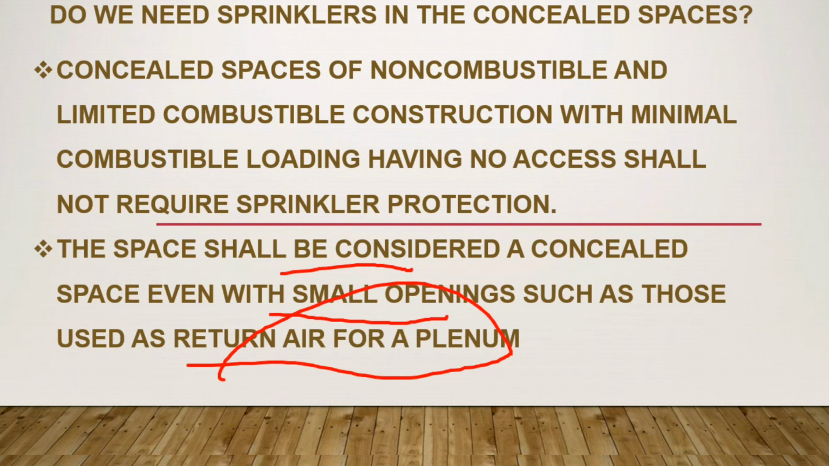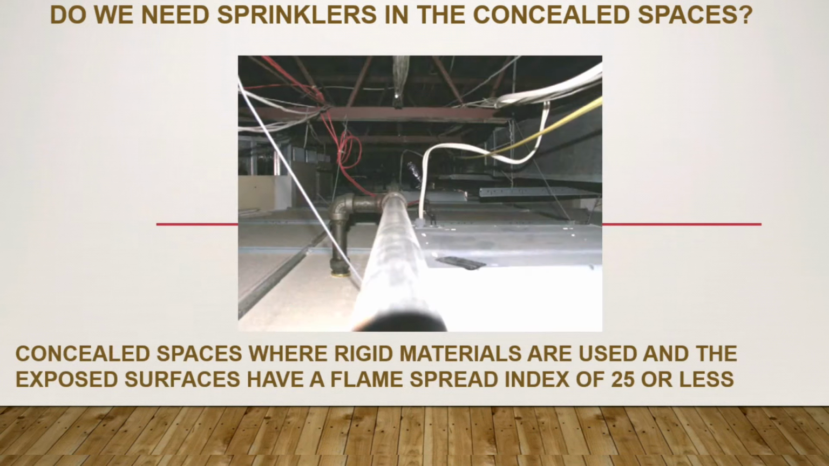Like you see here in this image, we are using this small space even just for the simple return air plenum, that is also called a concealed space. You can ask me that normally in the ceiling above we have the duct passing, and the duct has insulation, so that insulation is like a flammable or combustible item. So in every project, must we provide the sprinkler system, because in every project the duct is passing and the duct has insulation?